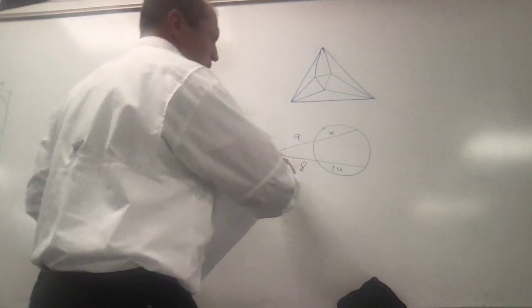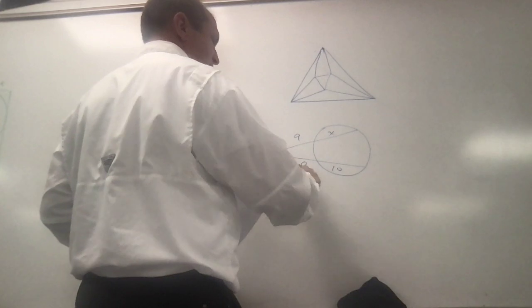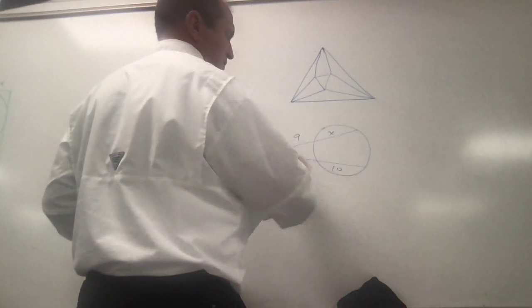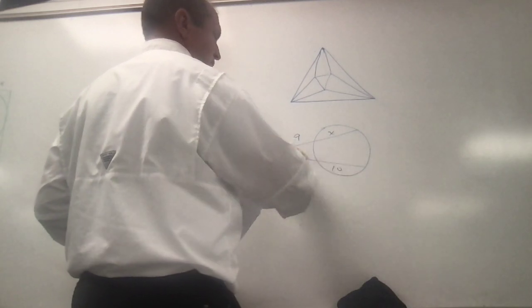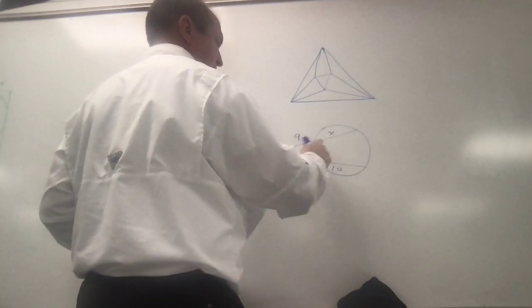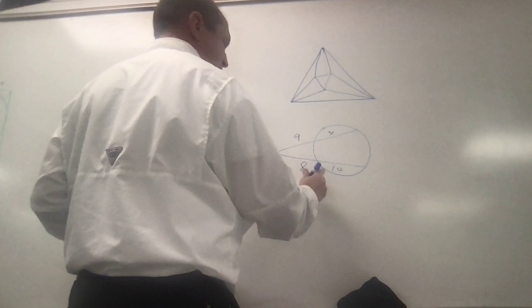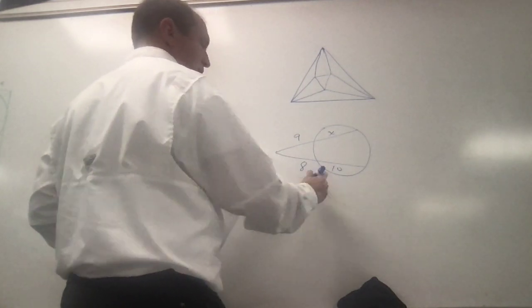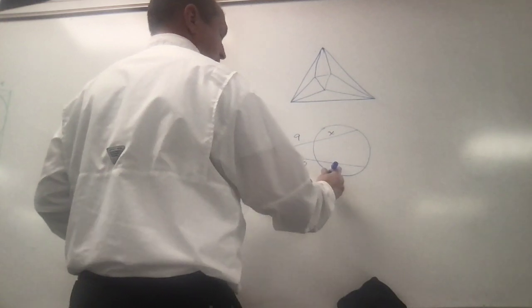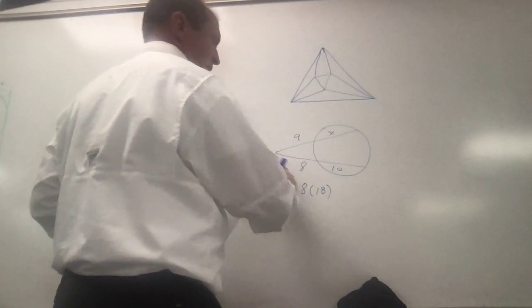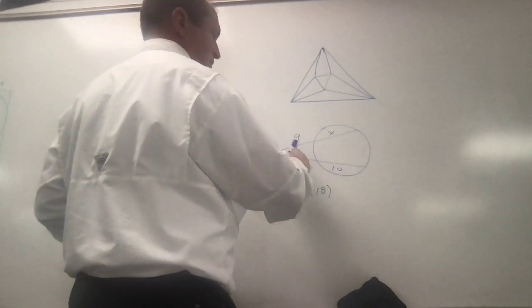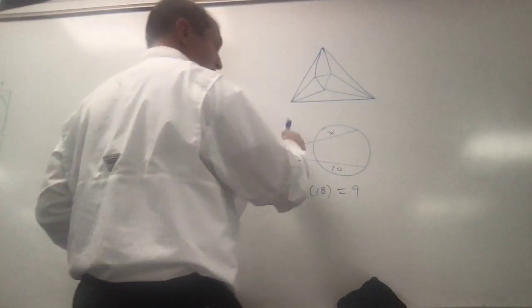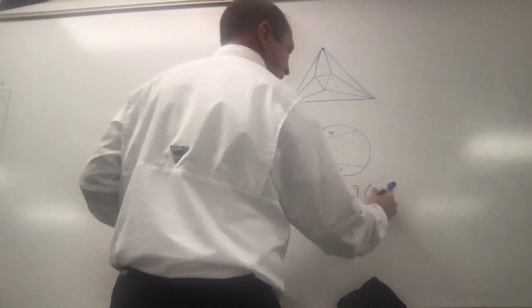Well, in order to solve that out, it's the product of the outer part times the entire part equals the product of the other outer part times its entire part. I'm sorry, I'm saying ratio, it should be the product. So I've got 8 for this length and 18 for this length. This length is 9, and this whole length here is 9 plus x.